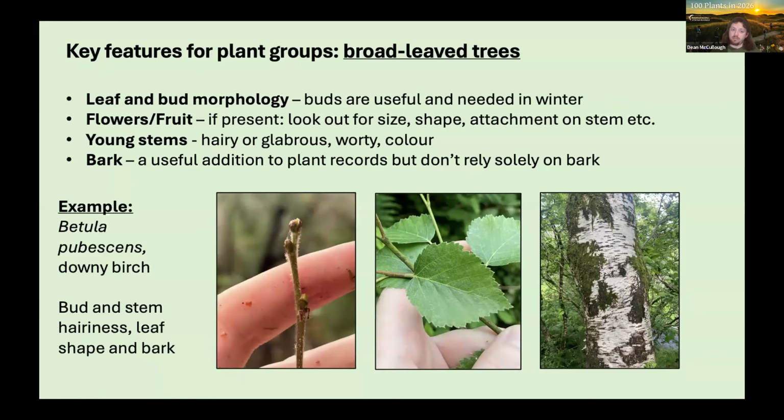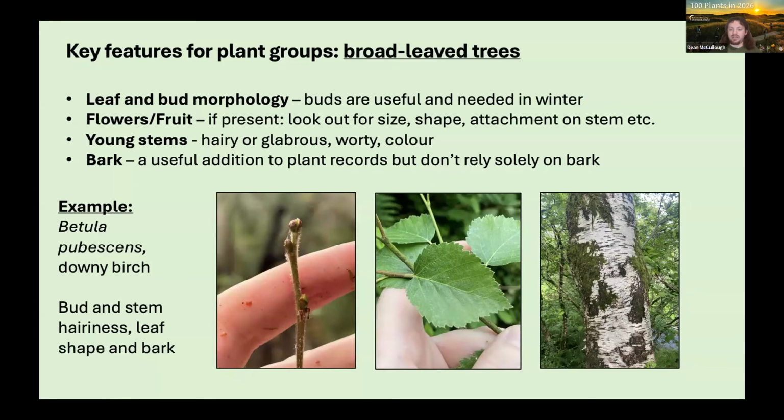So I'm verifying birch trees. Someone uploads this photo onto iRecord, and I see that they've included a photo of the young stem, and I can see that it is indeed fuzzy and downy, hence the name. Obviously, you might notice that this isn't the same time of year, but it's just for illustration purposes. I see a picture of the leaf and a picture of the bark, so I can be pretty sure that this is Betula pubescens, and I can agree with them.